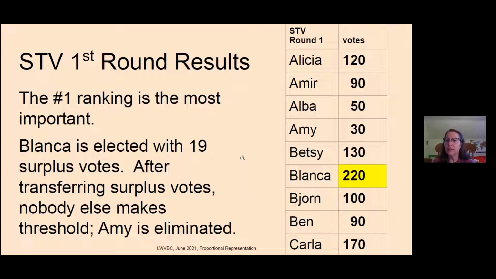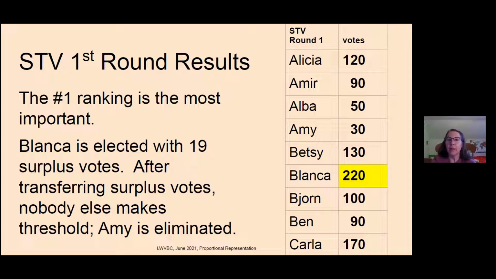Nobody else will have 201 votes, so nobody else will be elected yet. So if nobody else is elected, then you look at the least vote getter. In this case, Amy has 30 votes. Even if she gets those 19 votes from Blanca, she still will be the lowest vote getter. So she will be eliminated.